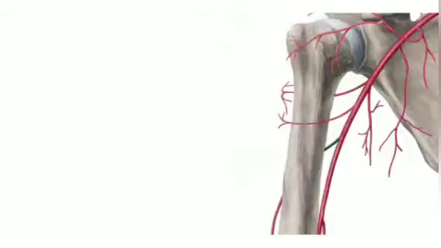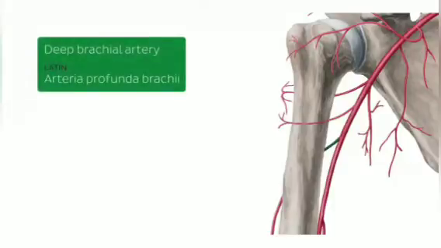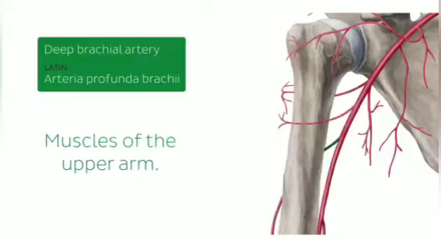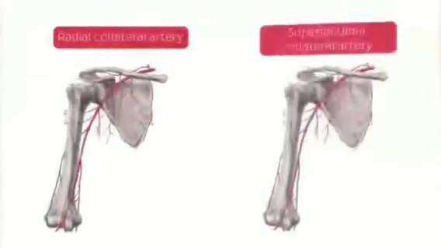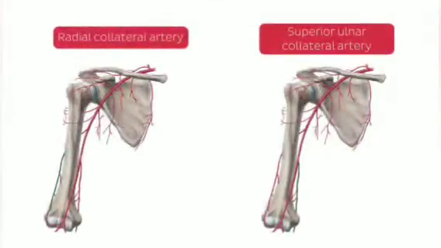Next in line is this one that you see here highlighted in green, this artery right about here. This is known as the deep brachial artery. The deep brachial artery is a big branch of the brachial artery that supplies the muscles of the upper arm with blood.